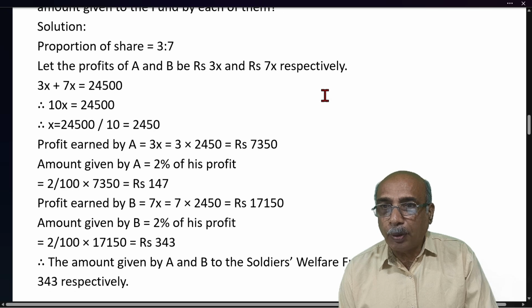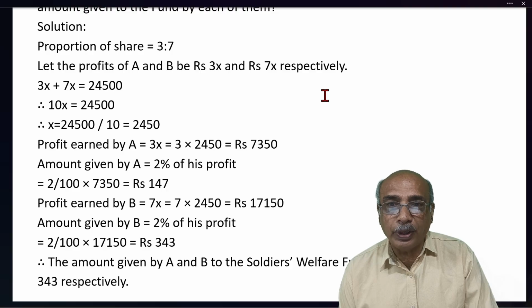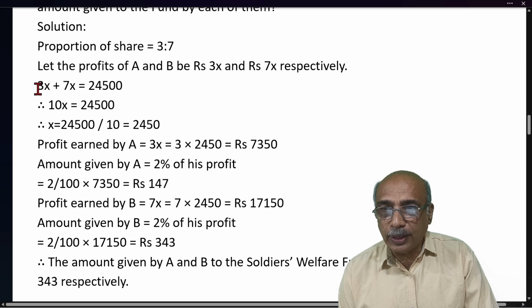Solution. Proportion of share is 3:7. Let the profits of A and B be rupees 3x and rupees 7x respectively. Therefore, 3x plus 7x equals 24,500. Therefore, 10x equals 24,500. Therefore, x equals 24,500 upon 10 equals 2,450.